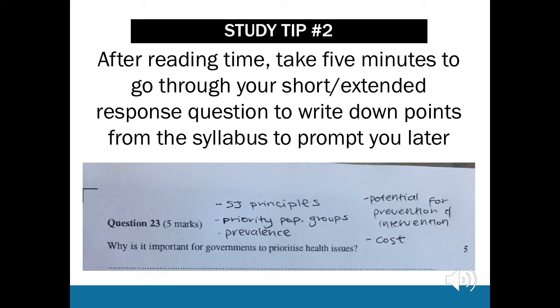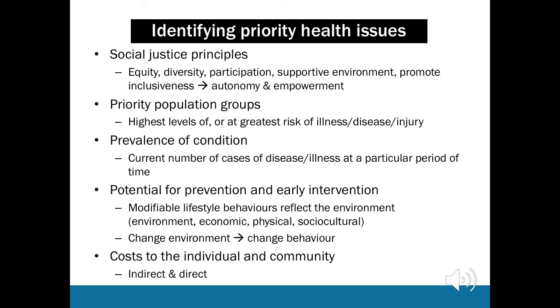And as you can see there for question 23, I wrote at the top what I needed from the syllabus to answer this question. And for this question in particular, I needed to talk about the social justice principles, priority population groups, the prevalence of the condition, the potential for prevention and early intervention, and costs to the individual and community. So in order to answer this question, here we have the 5 points that the government uses to identify their priority health issues.